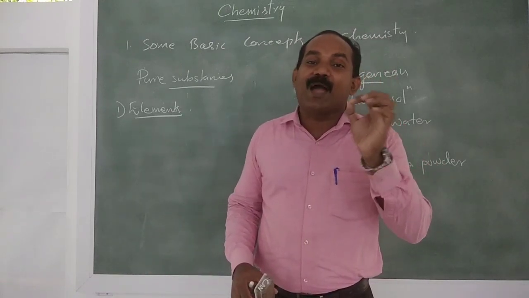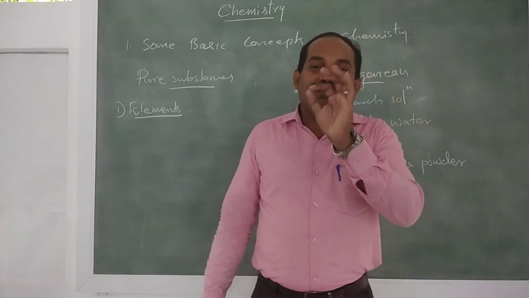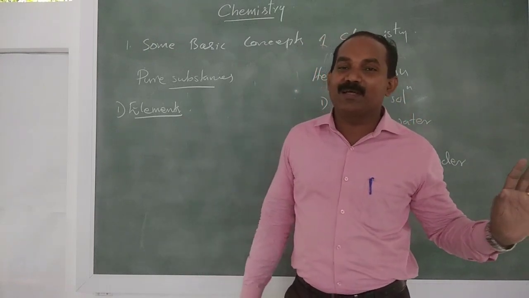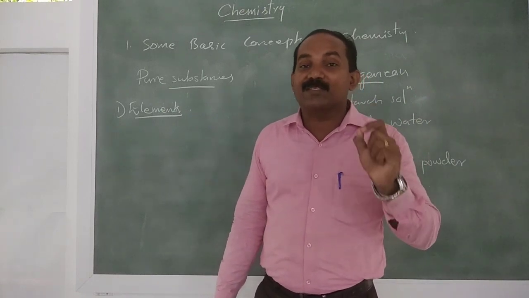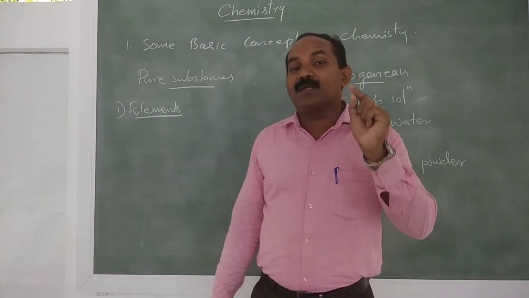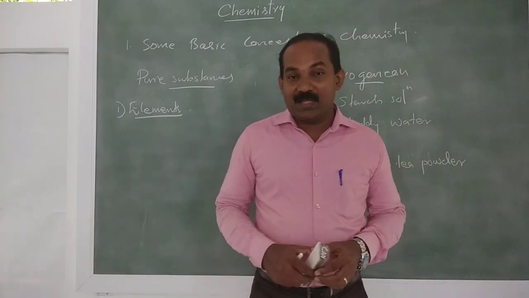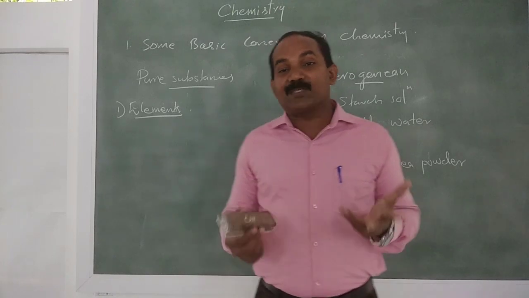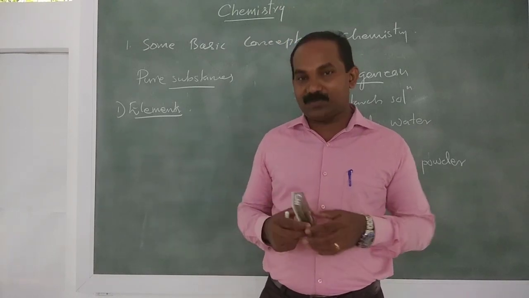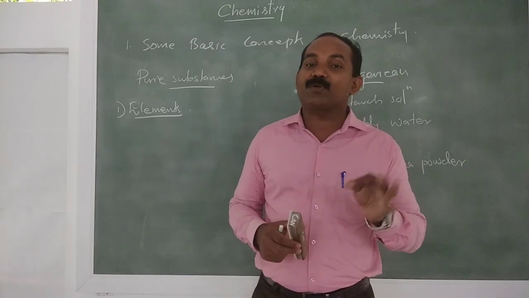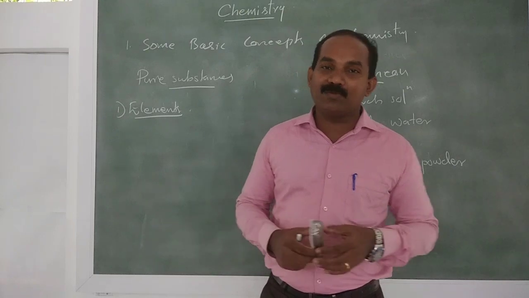One type of atoms only, that we call elements. What are elements? Elements consist of only one type of particle or atoms. They may be atoms or molecules. Only one type of particles is called elements.